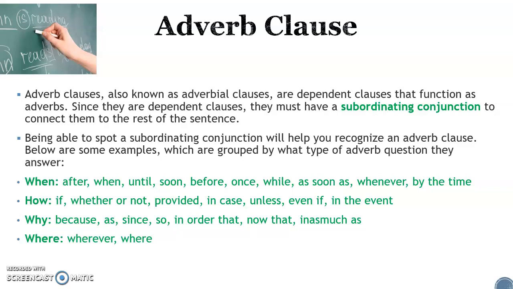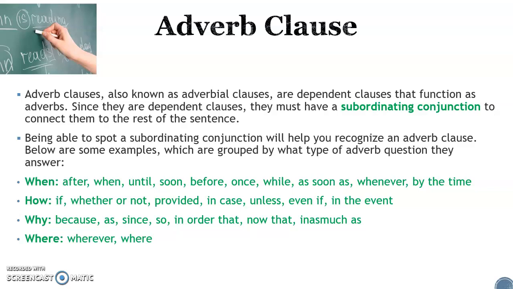So the first piece of grammar we're going to look at is called an adverb clause. Adverb clauses are also known as adverbial clauses. They're dependent clauses that function as adverbs. Remember, adverbs add that extra spice to words, make them a little bit more interesting. Since adverb clauses are dependent clauses, they must have a subordinating conjunction to connect them to the rest of the sentence. Being able to spot a subordinating conjunction will help you recognize an adverb clause.